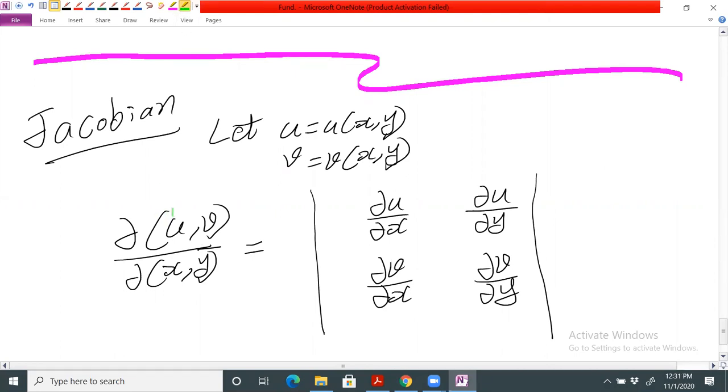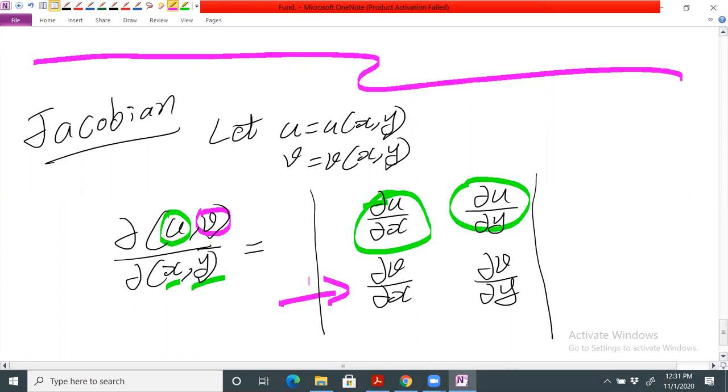First, the u variable is there. I'm concentrating on u: u in combination with x, so dou u by dou x, and u in combination with y, dou u by dou y. Those elements we take as the first row elements. What about the second row elements? The second row elements we take in combination with v. Whenever we take the second element in the numerator, we get the elements of the second row. So v in combination with x is dou v by dou x, and v in combination with y is dou v by dou y.